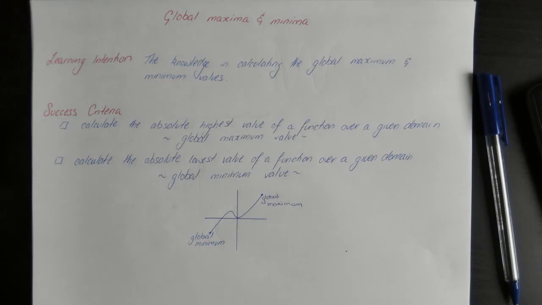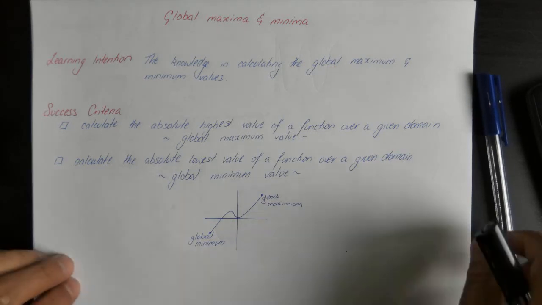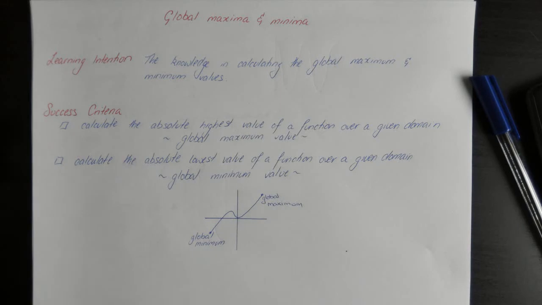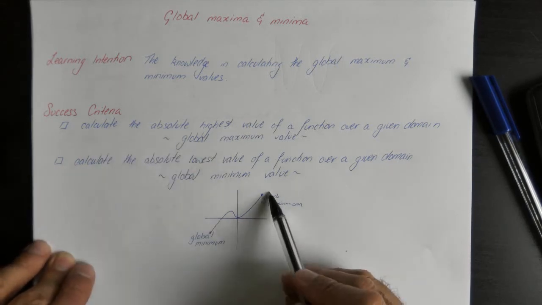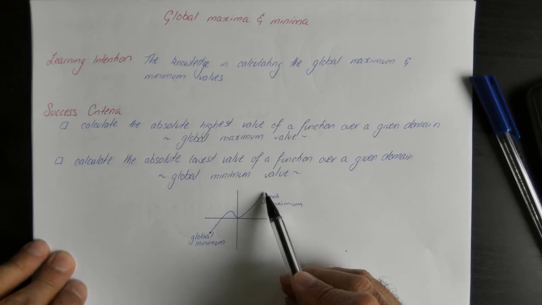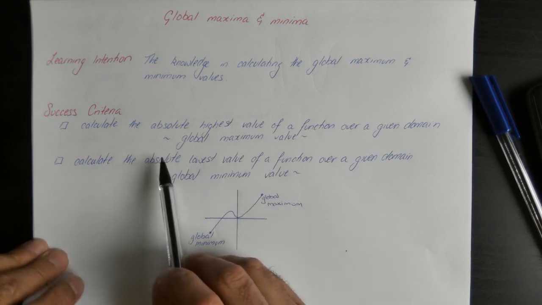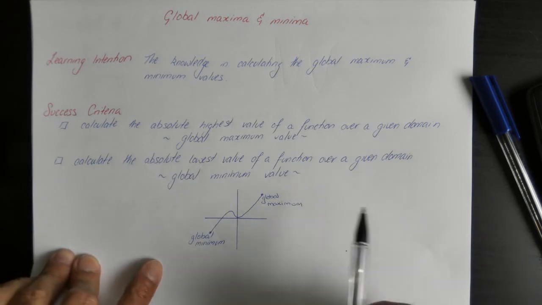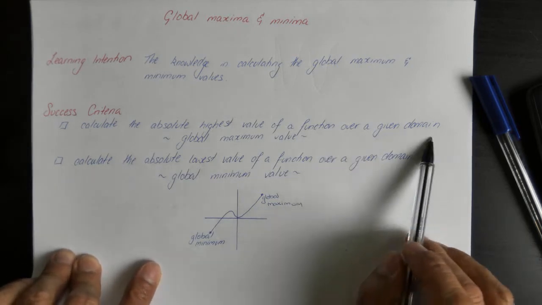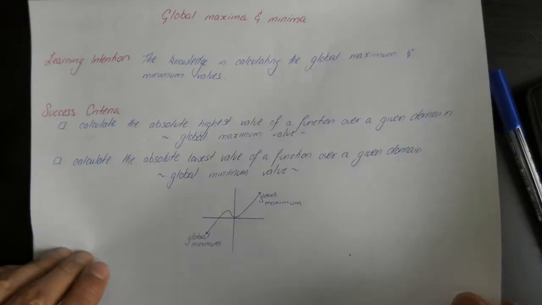Okay, so we're looking today at calculating the global maximum and minimum values. Our learning intention is to gain the knowledge in calculating the global maximum and minimum values. We were successful if you can calculate the absolute highest value, then that's going to be your global maximum. If we can calculate the absolute lowest value of your function, that's going to be your global minimum, but it has to be over a set given domain.